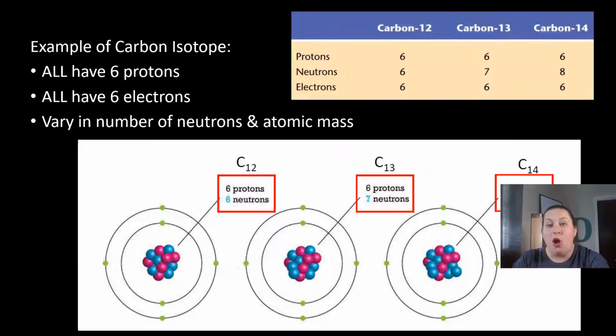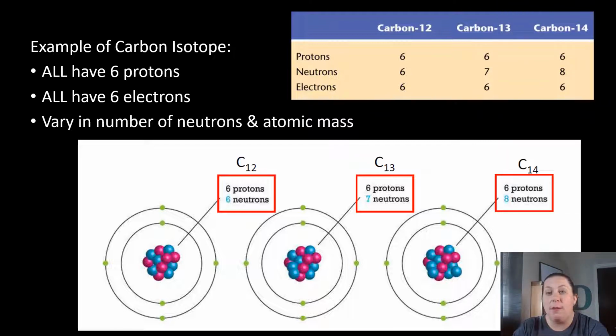Now, if you look at these, all of the carbons, whether it's carbon 12, carbon 13, or carbon 14, they all have 6 protons because that's what makes them carbon. In this case as well, there's no positives or negatives shown here, so they all have 6 electrons. The thing that is different in these carbons is the number of neutrons. In carbon 12, that's the mass. 12 minus 6 gives you 6 neutrons. But in carbon 13, the mass is 13, so 13 minus 6 is going to give you 7 neutrons. And in carbon 14, if we subtract 6, we get 8 neutrons.